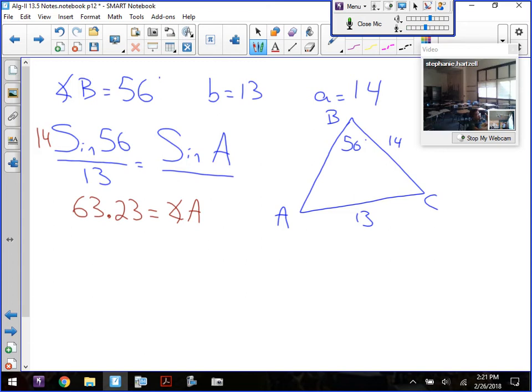Verify. Okay. So now, right away, I'm going to find the supplement. 63. So I take 180, subtract the 63.23. We get, and I'm going to call that A prime.